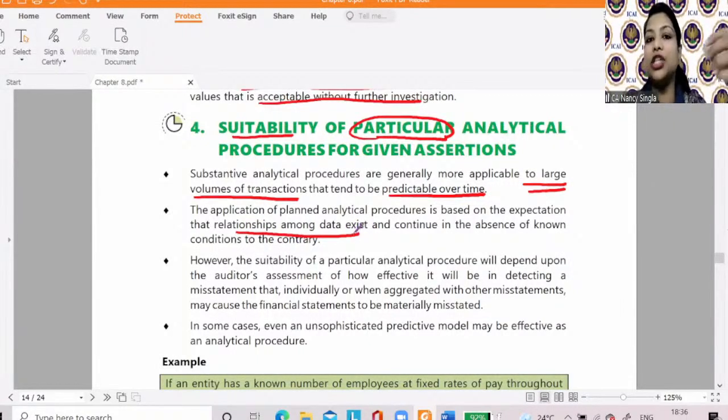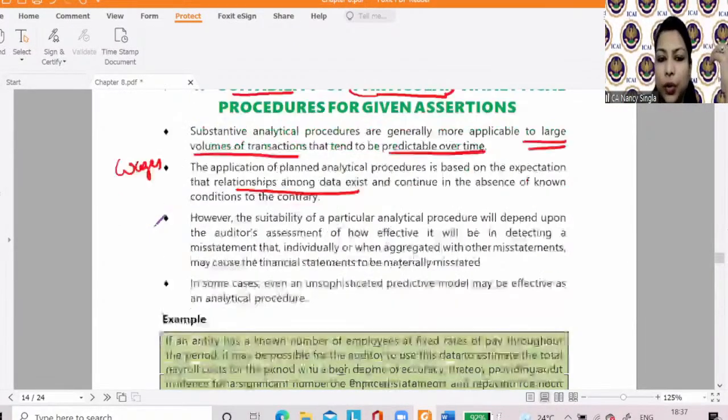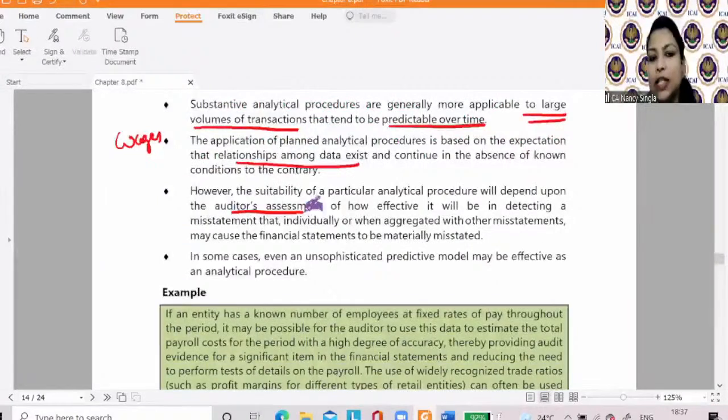There should be a relationship, for example, if the auditor is calculating wages as a percentage of sales, there is a relationship that wages should constitute a certain amount of sales. Okay? So the relationship should exist and it should continue in the absence of known conditions to the contrary. Further, which particular analytical procedure is suitable depends upon the auditor's assessment as to how effective it will be in detecting a misstatement. Auditor will apply his professional judgment as to which analytical procedure will be more effective.